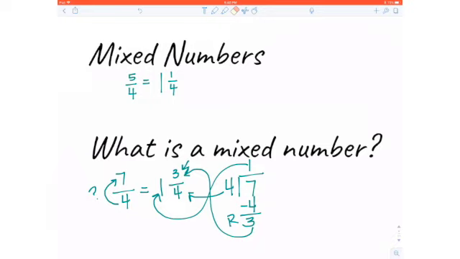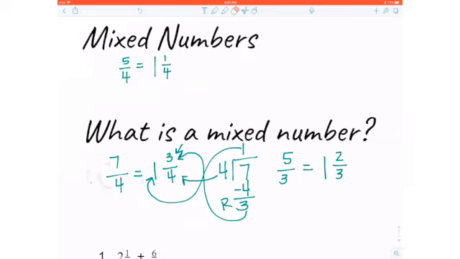I'm going to go ahead and do another example with you. Let's do 5/3. So, 3 goes into 5 one time. My denominator stays the same. And what's my remainder? 3 times 1 is 3. 5 minus 3 is 2. So 1 2/3. Now, how do we switch back?